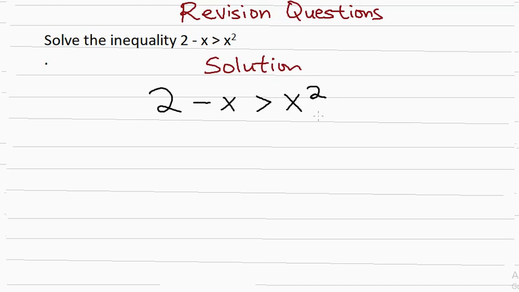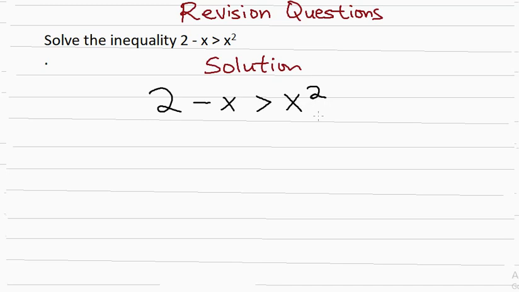Okay, so here now we're going to be solving questions on inequalities. All right. Okay, so let's begin with the very first. The question naturally goes this way: solve the inequality. All right, so we have to solve the inequality 2 minus x is greater than x squared.